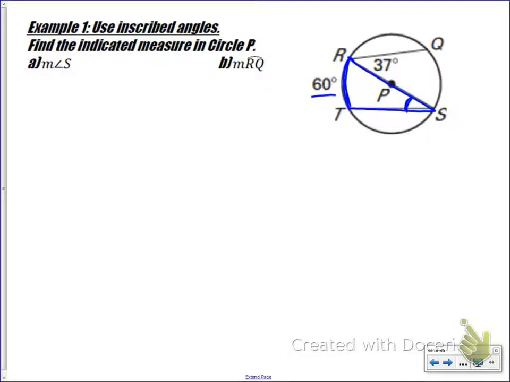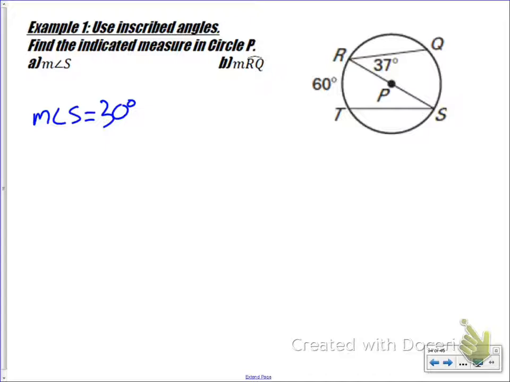Now, based on what we just talked about, the measure of the inscribed angle is going to be half of that intercepted arc. The intercepted arc is 60 degrees, so half of 60 is going to be 30 degrees. The measure of angle S is going to be 30 degrees.